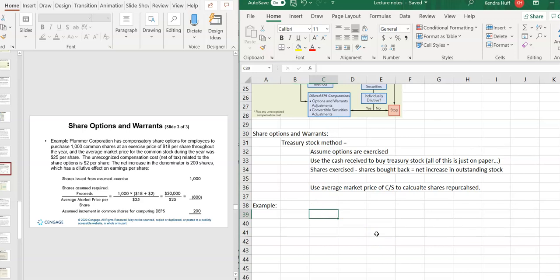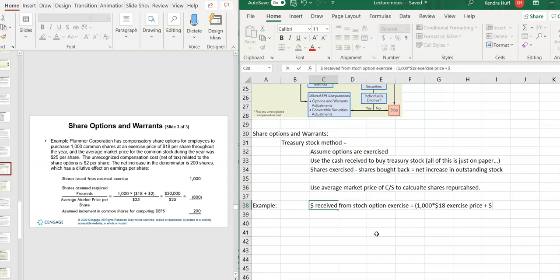So you do dollars received from stock option exercise, and it's going to be the 1,000 shares times, and notice here you do the $18 exercise price plus the $2 unrecognized compensation cost.